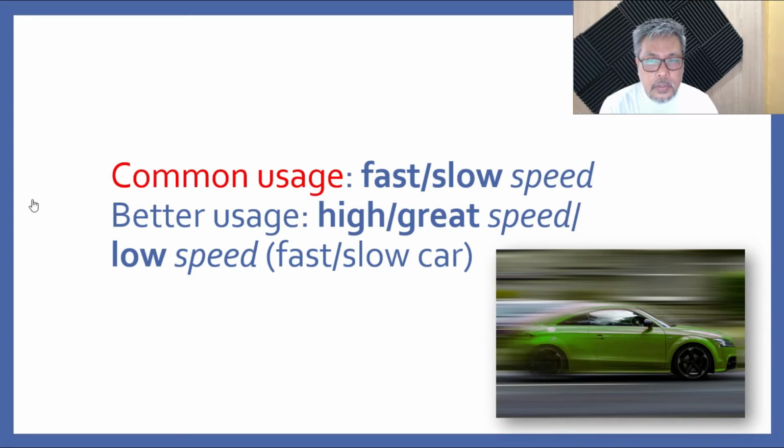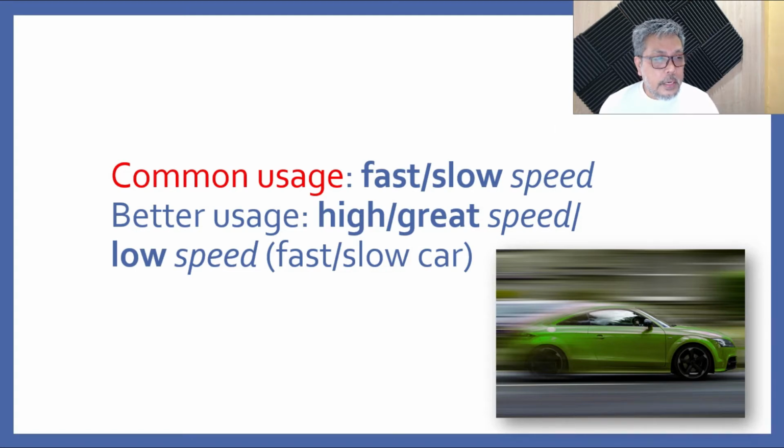On the other hand, if the car is traveling slow, or whatever vehicle for that matter, we don't say it's traveling at a slow speed. We say it's traveling at a low speed, because we are talking about numbers here. And if you think about it, numbers can't travel fast or slow. So it can either be high or great.